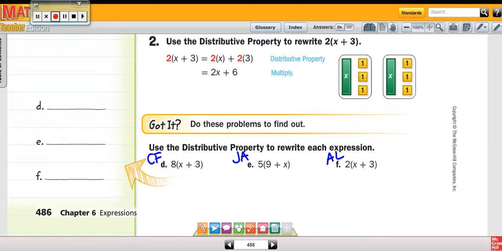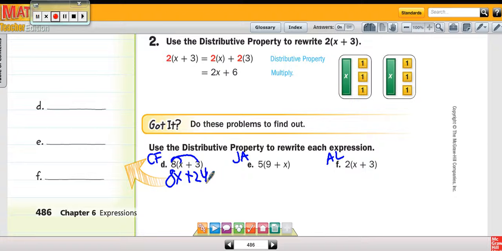So first we'd have to take 8 times x, which we don't know, x would be 8x plus 8 times 3 is 24. Now we have to remember to share that 8 with everything inside the parentheses. So not 8x plus 3, but that 8 we still have to share with the 3 also. Good. Letter E for us, JC.